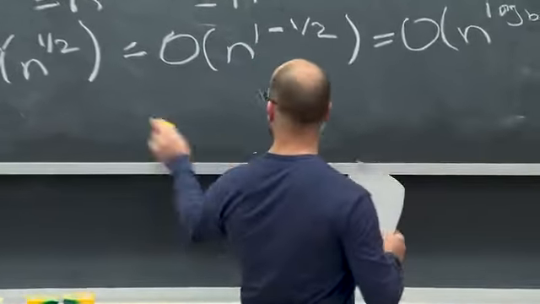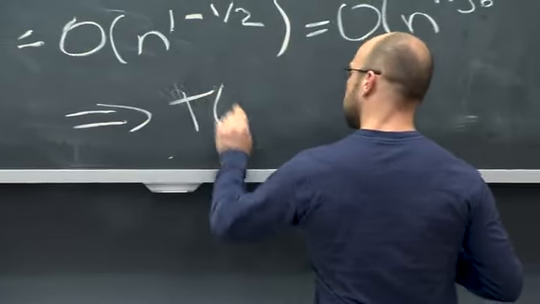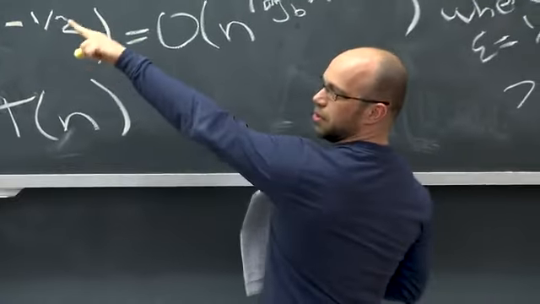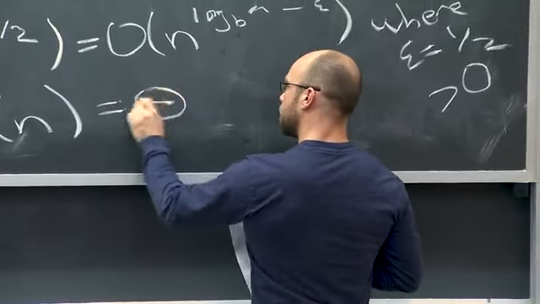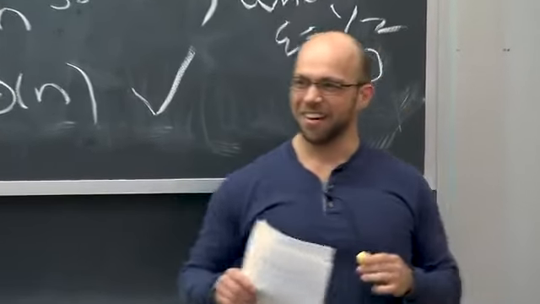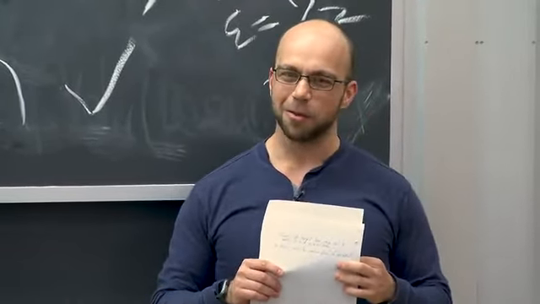OK, so in that case, Master's theorem, basically you're just done, right? So what is the conclusion? Exactly. So T of n is theta of n to the log base b of a, but we already showed that's equal to n. So we're done. All right. Any questions about how we apply Master's theorem here?